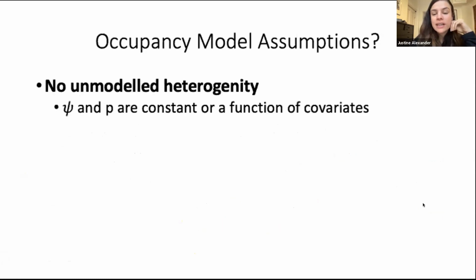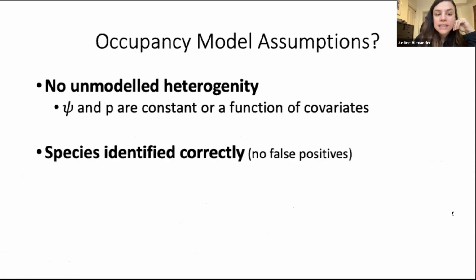And finally, what Helena said, the no unmodeled heterogeneity, we do assume they're constant or a function of covariates. But this is especially important for detection because this could underestimate occupancy. And then no false absences. But this again, because this could really severely overestimate your estimate, but there are different ways to deal with this that we'll touch on in the next sessions.